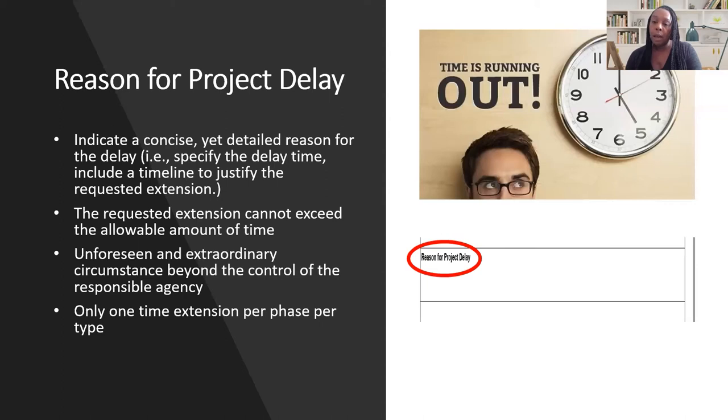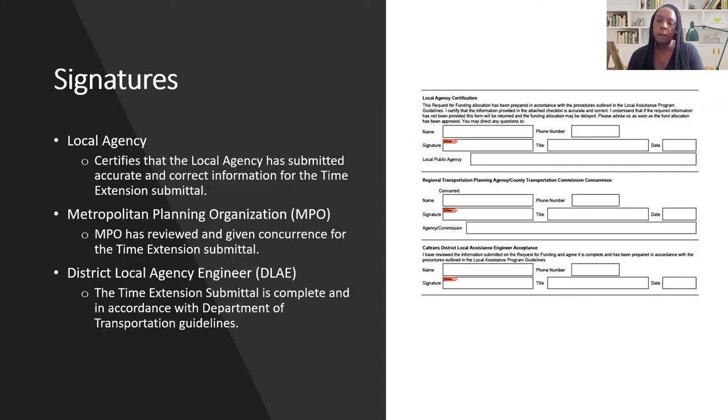But within the 25A form, you need to pay special attention to the reason for project delay section. The reason needs to be an unforeseen and an extraordinary circumstance beyond control of the responsible agency. And you must indicate a concise yet detailed reason for the delay. So specify the delay time and include a timeline to justify the additional time requested. You also need to make sure that you have all necessary signatures before submitting your request for additional time.